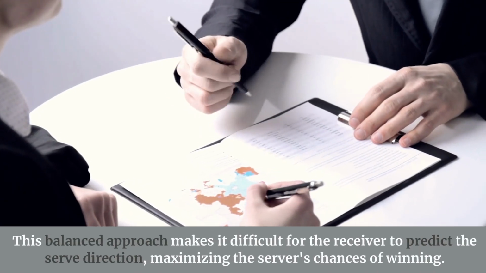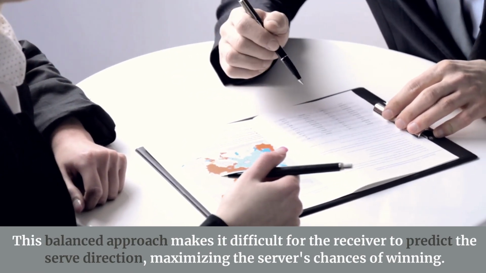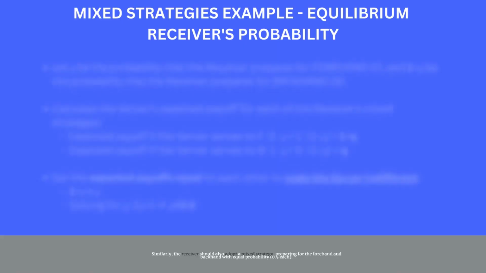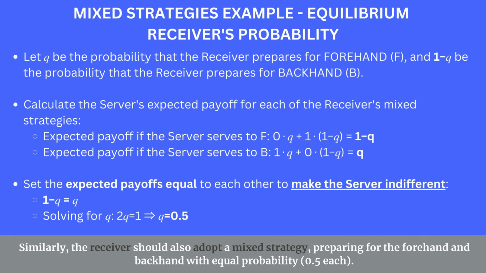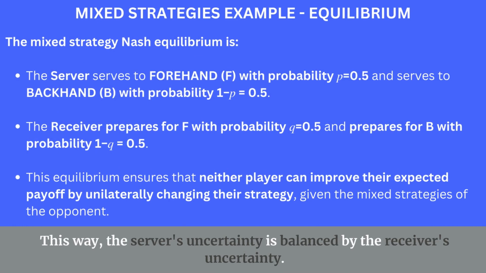This balanced approach makes it difficult for the receiver to predict the serve direction, maximizing the server's chances of winning. Similarly, the receiver should also adopt a mixed strategy, preparing for the forehand and backhand with equal probability, 0.5 each. This way, the server's uncertainty is balanced by the receiver's uncertainty.